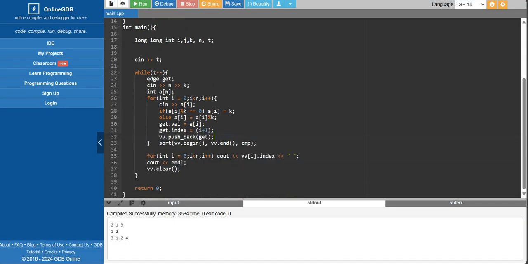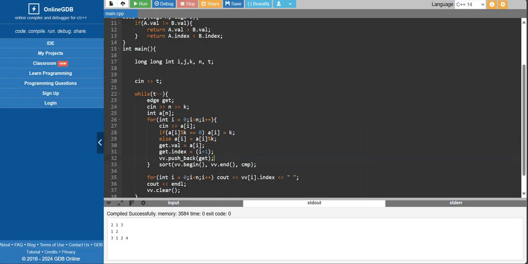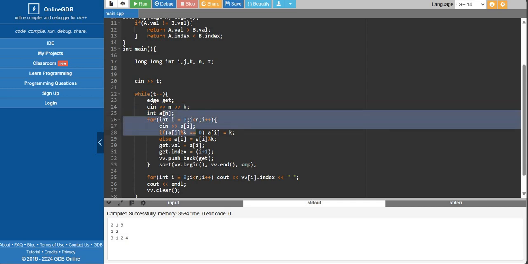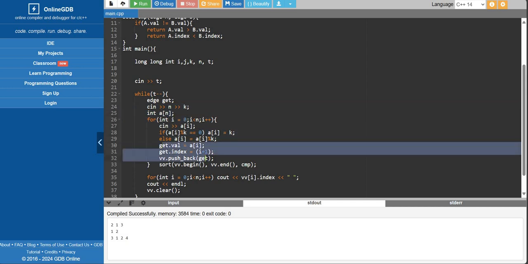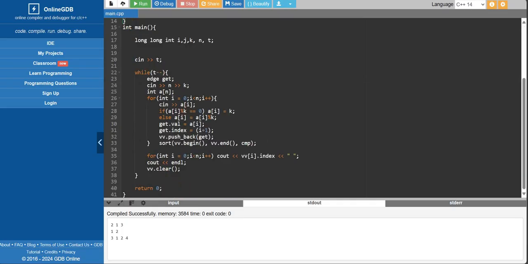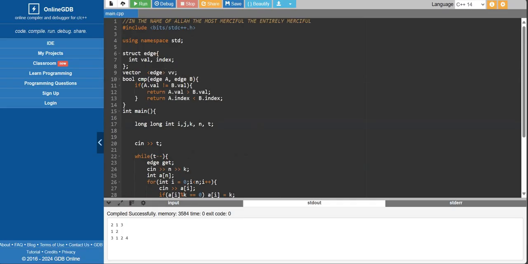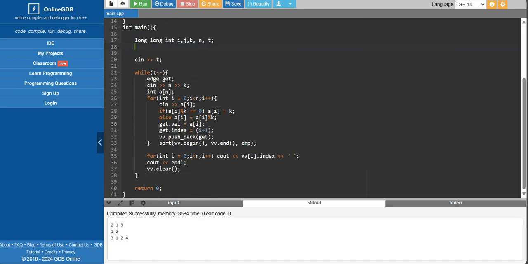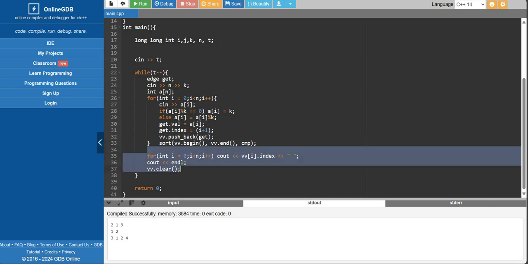Now, let's take a look at the code, shall we? Yeah, I took n and k. This is the value, the thing that I was talking about. And I'm inputting them all inside the vector, because the vector is a vector of a structure type with value and index. You get them, you sort them. How are you going to sort it? If the values are not equal, you do it in descending order, okay? If the values are the same, then you do it in ascending order, because that's what the problem statement asked. And finally, you just output the answer.